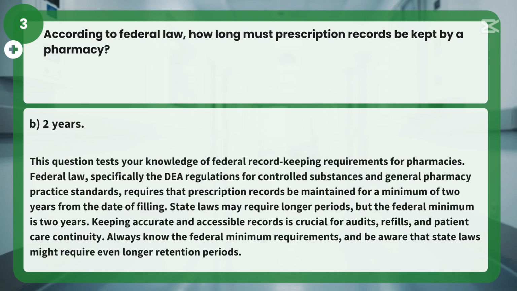Answer: B. 2 years. This question tests your knowledge of federal record-keeping requirements for pharmacies. Federal law, specifically the DEA regulations for controlled substances and general pharmacy practice standards, requires that prescription records be maintained for a minimum of 2 years from the date of filling. State laws may require longer periods, but the federal minimum is 2 years.